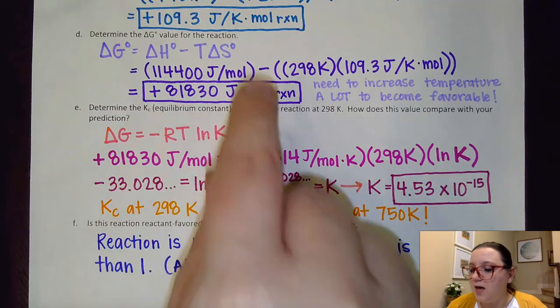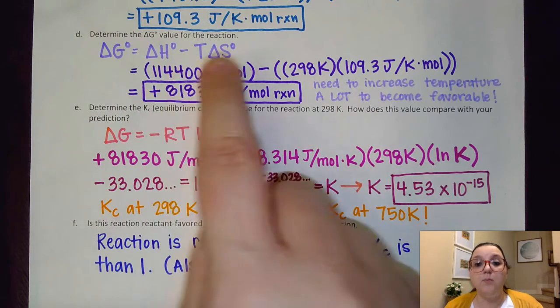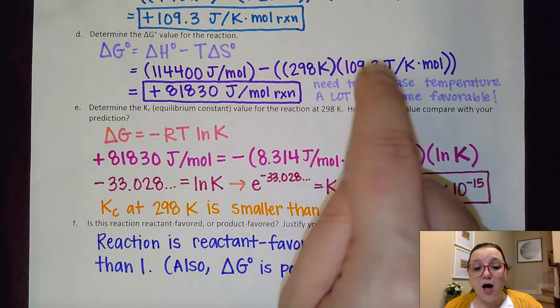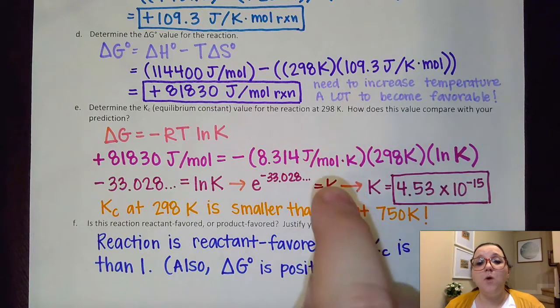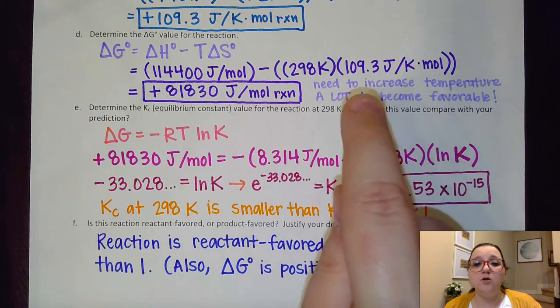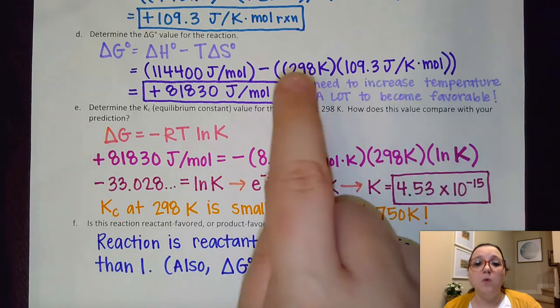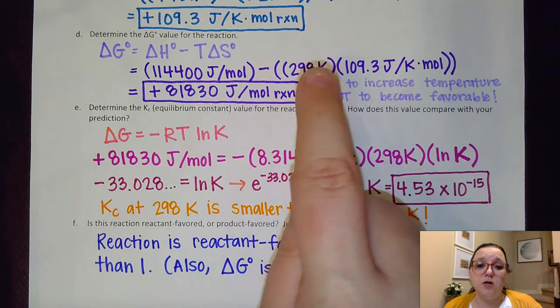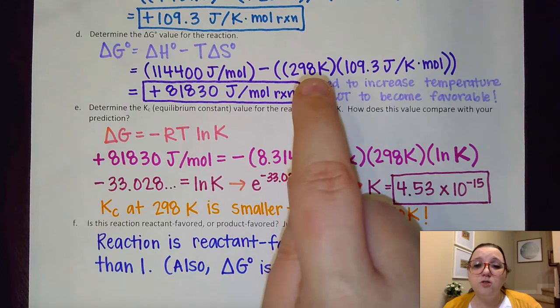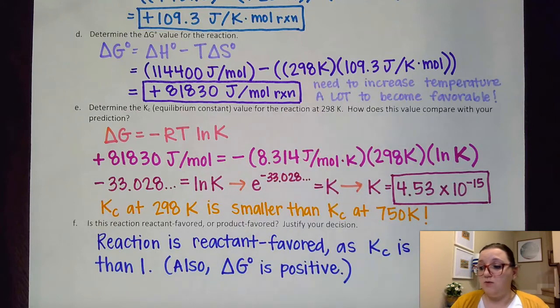By the way, because it was endothermic, but we did have a positive delta S value, what that would mean is that in order to get this to be favorable, we would need a really large temperature. So unfortunately, this temperature was just not large enough in order to get it to be favorable.